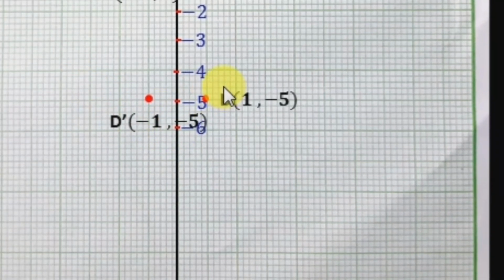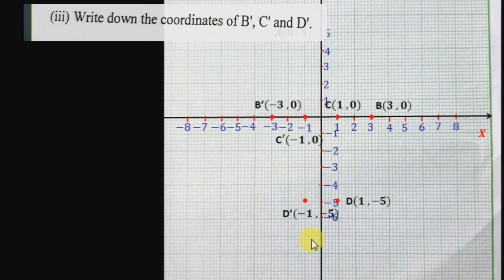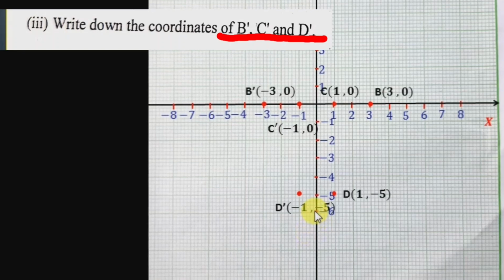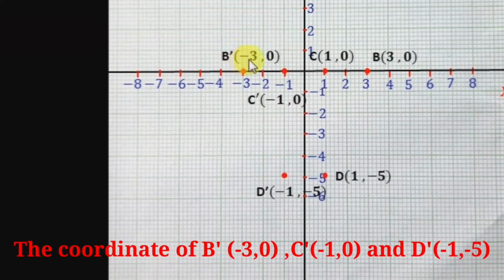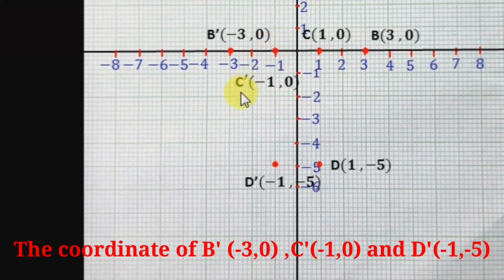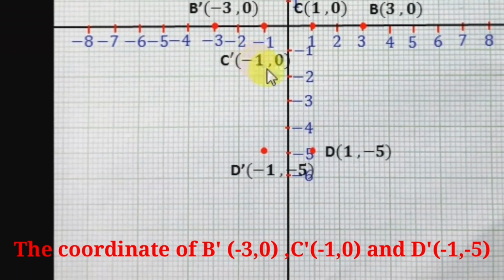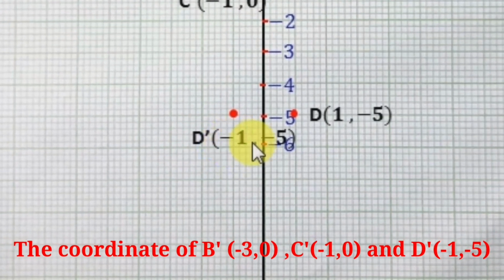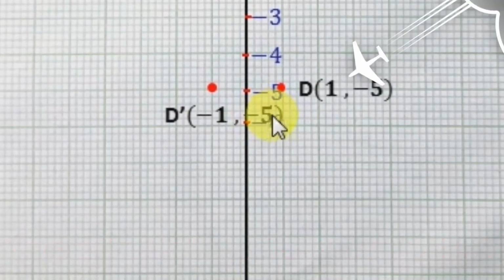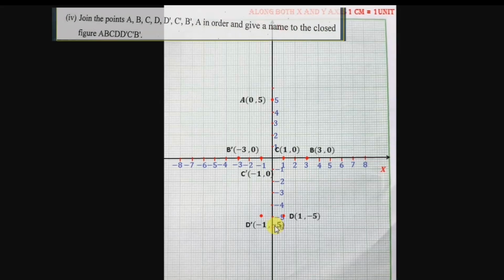Sub number 2 is over. Sub number 3, write down the coordinates of B dash, C dash and D dash. So the coordinates of B dash are (-3, 0), the coordinates of C dash are (-1, 0), and the coordinates of D dash are (-1, -5).